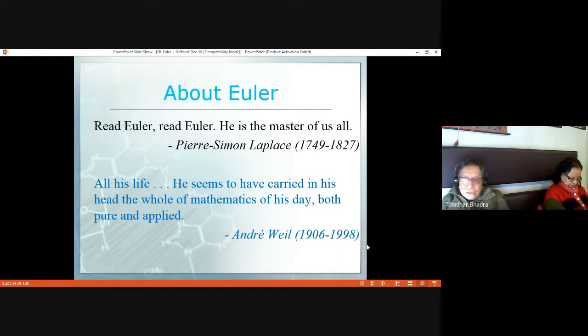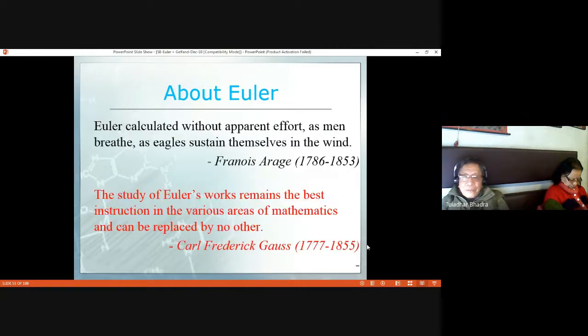Now, some quotes about Euler. Read Euler, he is the master of us all, said Pierre Simon Laplace, another big mathematician. All his life, he seems to have carried in his head the whole of mathematics of his day, both pure and applied, and we will prove this in Feynman's last chapter. Euler calculated without apparent effort, as men breathe, as eagles sustain themselves in the wind, said Francois Arago.